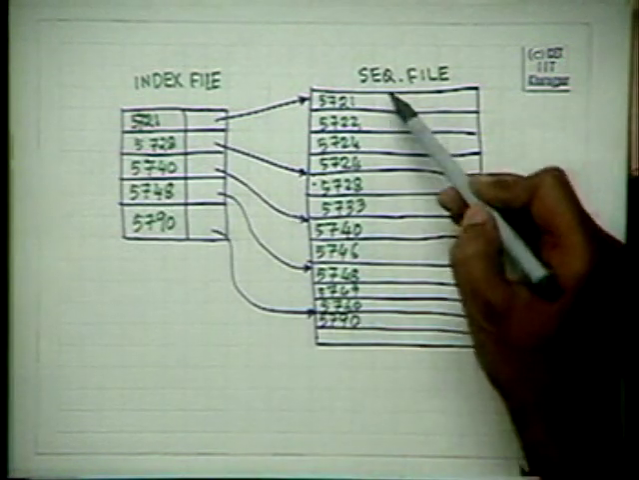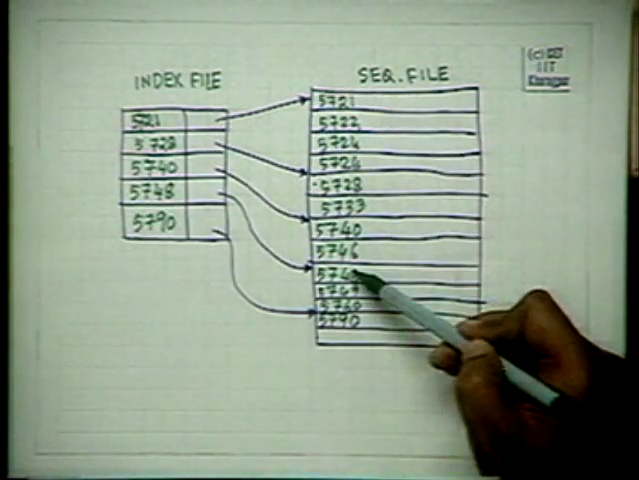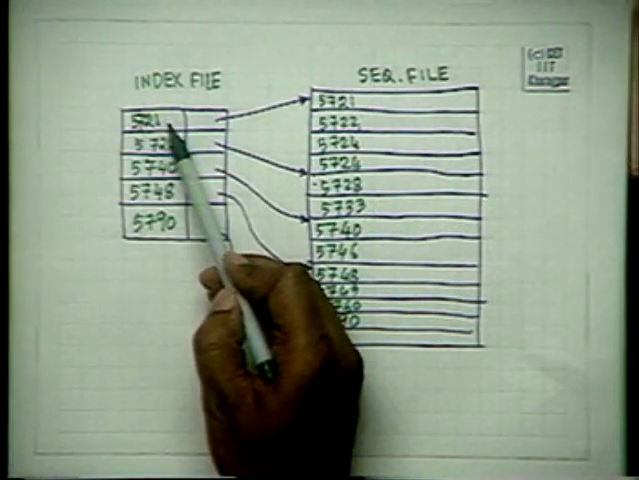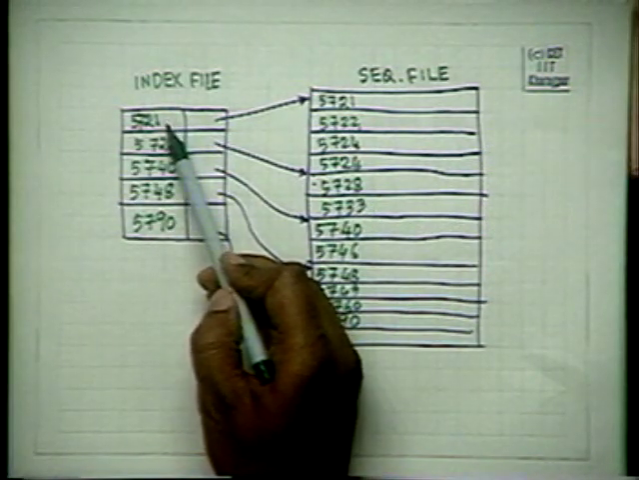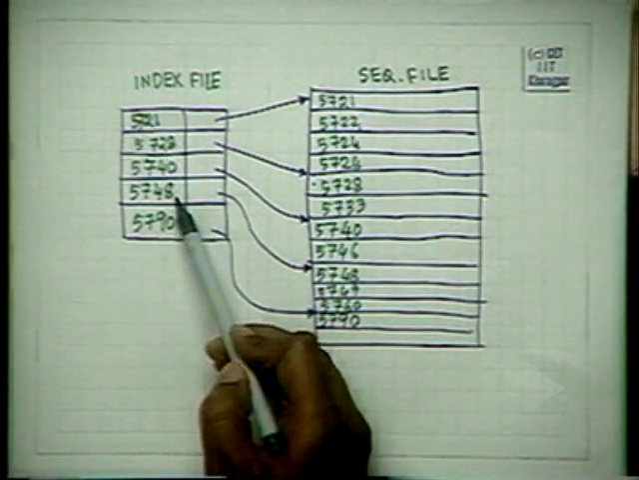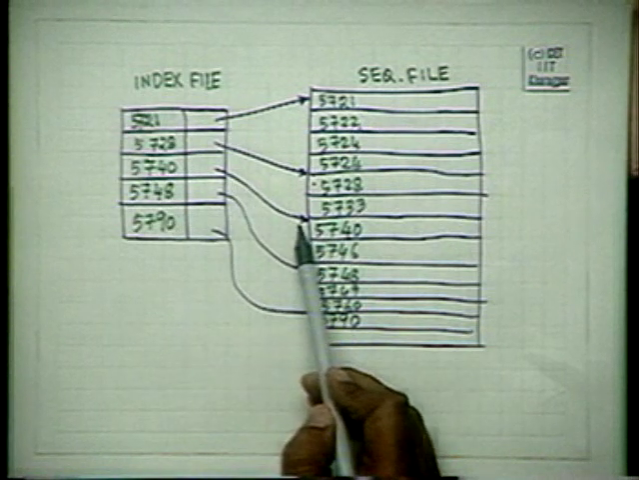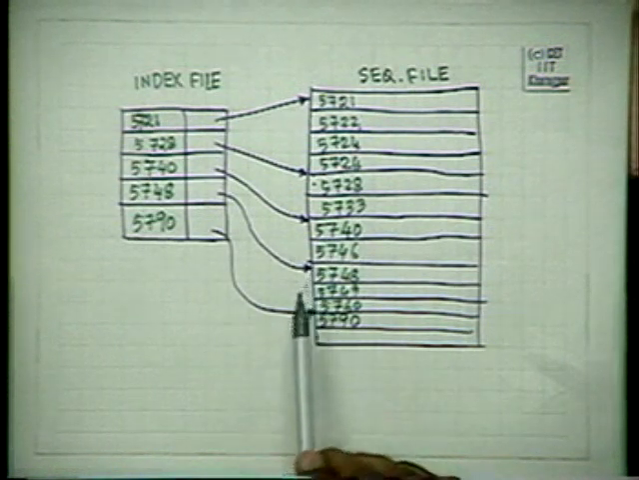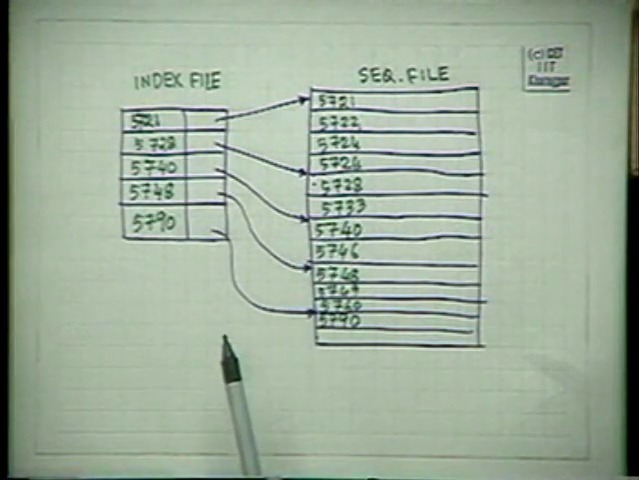In a sequential file, I would have started like this and accessed it. Here, I will look at the index file, and in the index file, I will come here, 40, 48. So I will go to 40 and do a sequential search from 40 to see whether I have 46 or not.